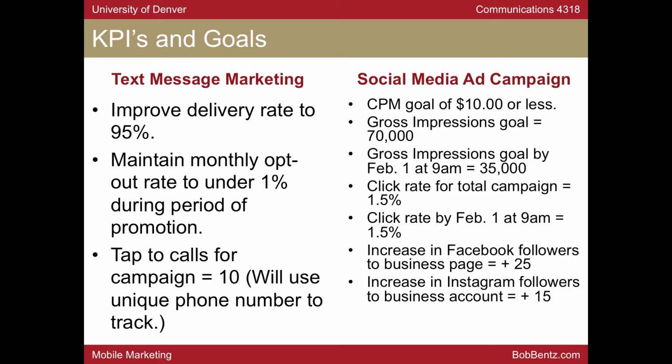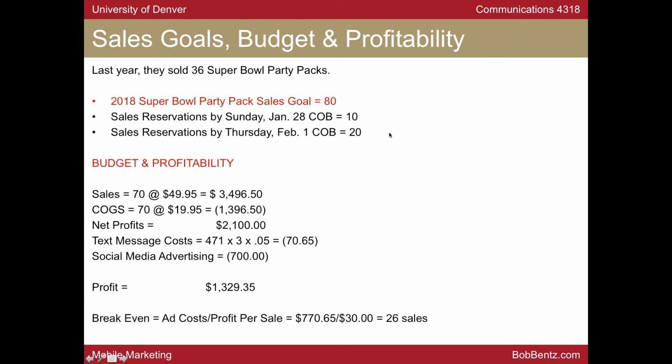They also want to increase the amount of Facebook followers and the amount of Instagram followers that are permanently on their business account. And this is one of the great advantages that you get with a mobile social media campaign: new people will see your restaurant and they'll follow you, they'll like you, and that's one of the benefits that you'll have long after the campaign is over.